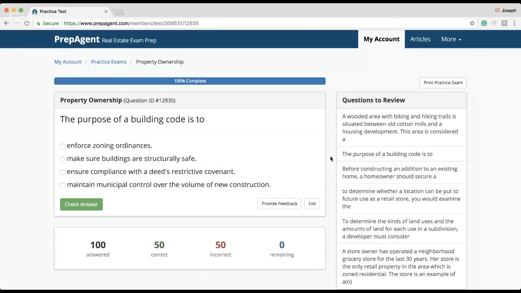The purpose of a building code is to A, enforce zoning ordinances, B, make sure buildings are structurally safe, C, ensure compliance with the deed's restrictive covenant, D, maintain municipal control over the volume of new construction. Okay, and the answer is B.